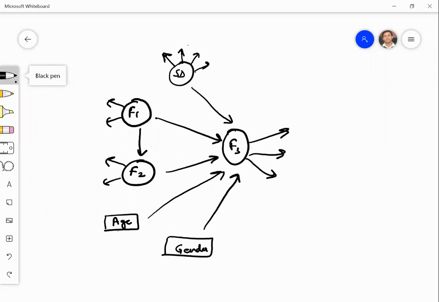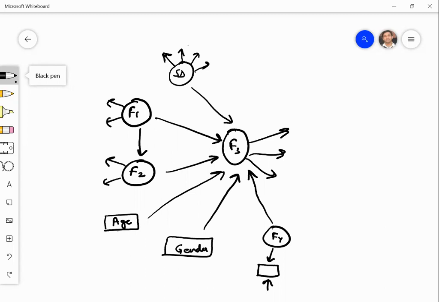The third thing is, it is possible to model latent factors with just one item also.